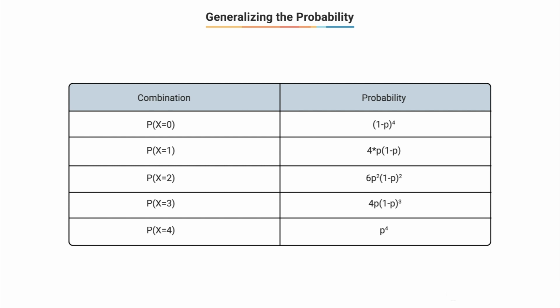Probability of taking the value 1 for our random variable is 4 into P into 1 minus P to the power 3. Again, this is because there are 4 combinations where we can have 1 red ball and 3 blue balls. The probability of x equal to 2 is 6 P to the power 2 into 1 minus P to the power 2. For x equal to 3, we had seen this earlier as 4P to the power 3 into 1 minus P. Again, for x equal to 4, it is just P to the power 4.